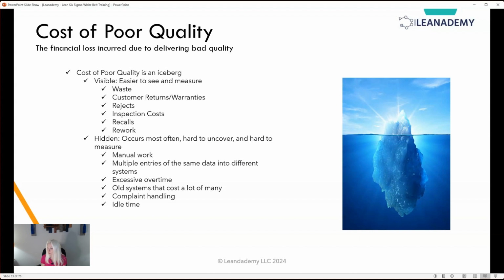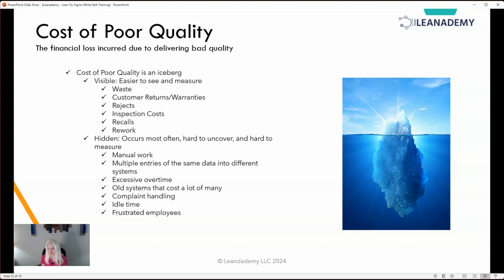Complaint handling, we have idle time. And of course, frustrated employees. Frustrated employees is something that's very hard to measure. But if your employees are so frustrated because the process is so bad, and they have excessive overtime, and we feel like we're doing a lot of firefighting, this is where we start to increase cycle time.